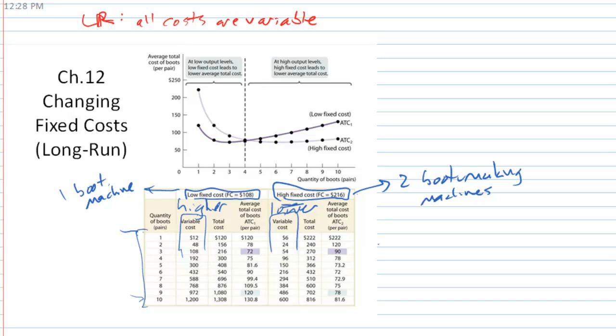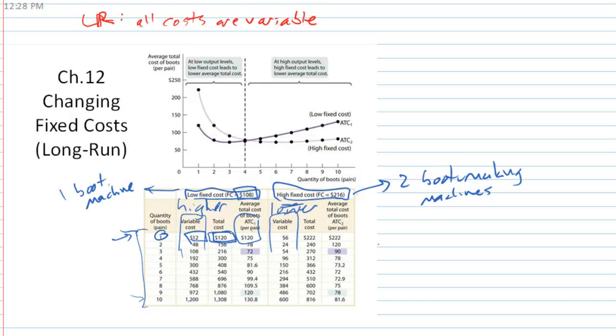So think about it this way. If we're going to produce 1 pair of boots, that's all we're going to do, then let's just look at the average total cost of producing 1 pair of boots. The total cost of producing 1 pair of boots with 1 machine is $12 variable cost plus fixed cost $108 equals $120. 120 divided by 1 gives us the average total cost of $120. So it costs us $120 to produce 1 pair of boots if we have 1 boot making machine.